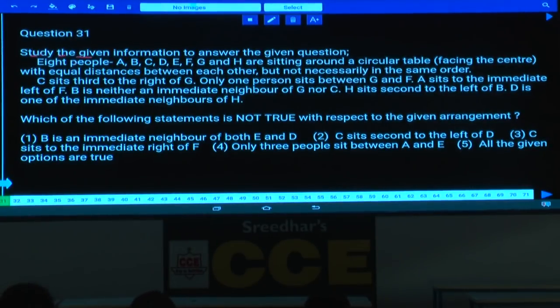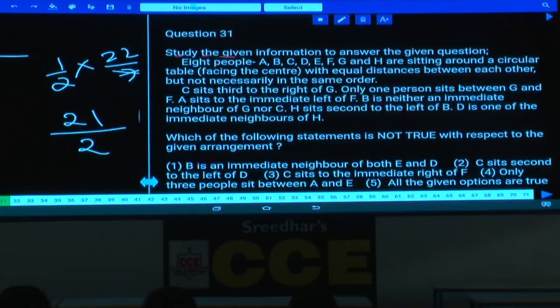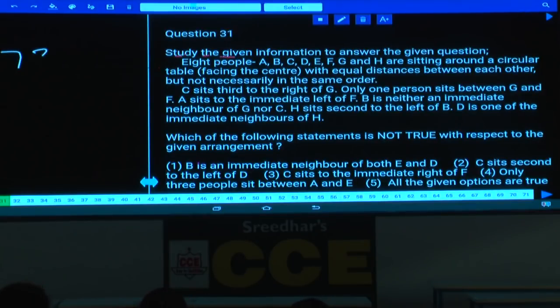Paper number 73. Now in this paper number 73, question numbers 31 to 35. Now question numbers 31 to 34. Now what is given in this one?